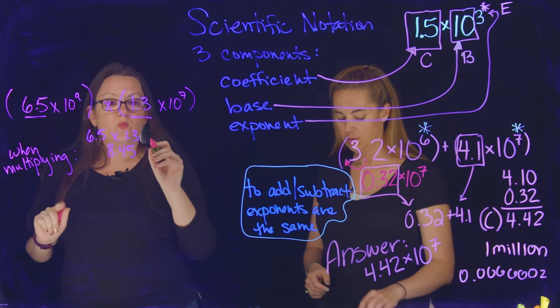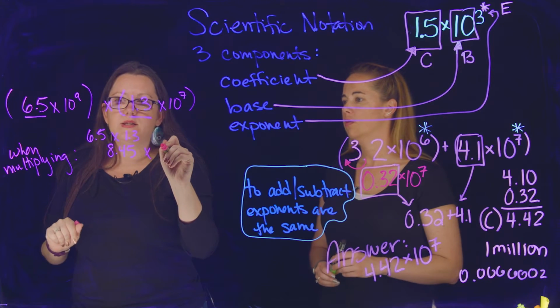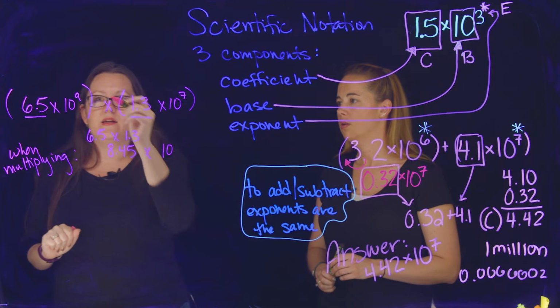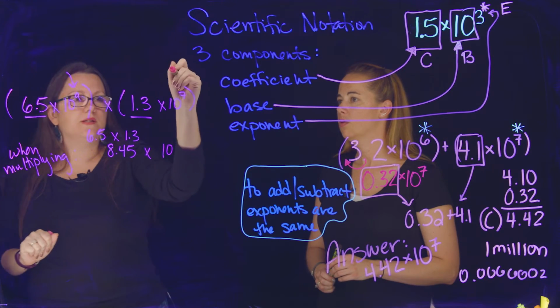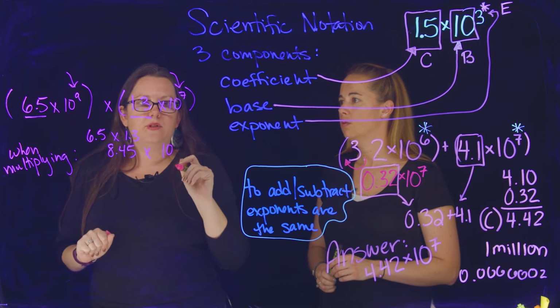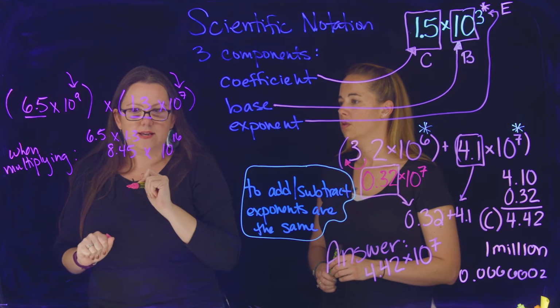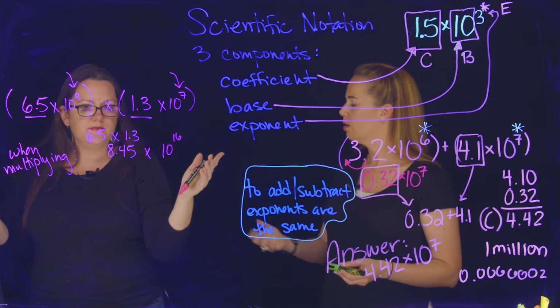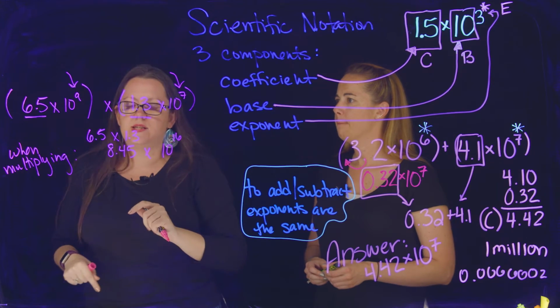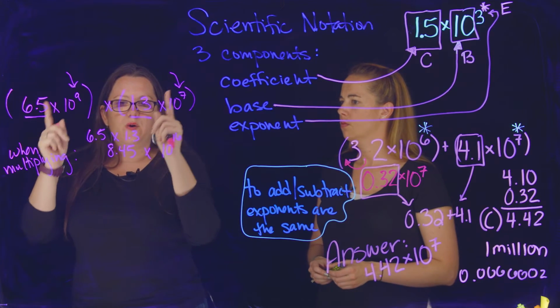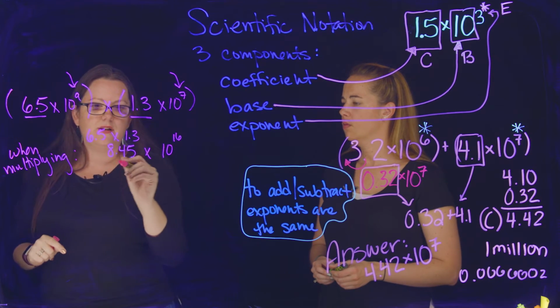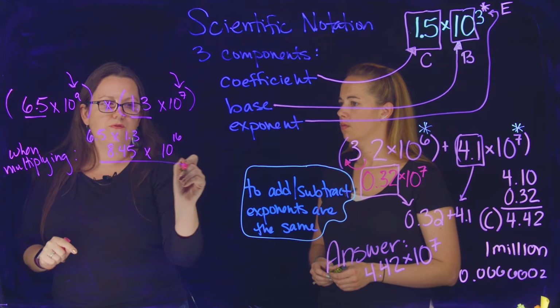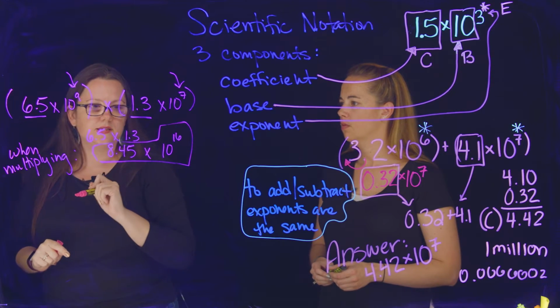And then when we're multiplying, our rule is that we will add together our exponents. So 9 plus 7 is 16. Oh, that's pretty straightforward. Yep, process the coefficients, process the exponents. So multiply the coefficients and then add the exponents. So our final answer here would be 8.45 times 10 to the 16th.